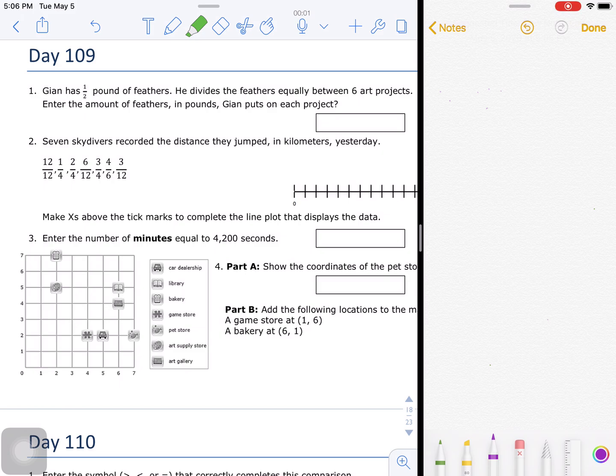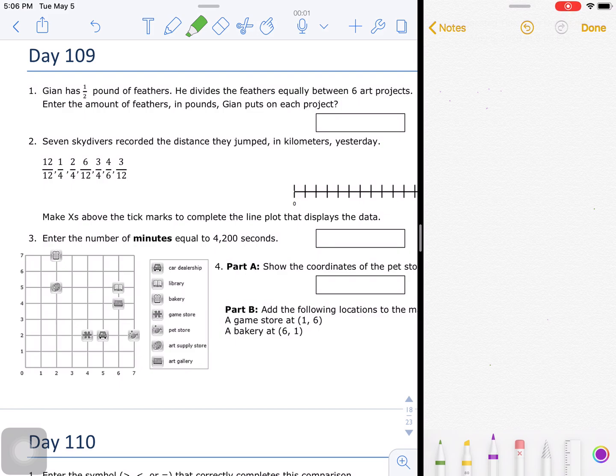Let's take a look at problem number 1. Jean has a half pound of feathers. He divides the feathers equally between 6 art projects. Enter the amount of feathers in pounds Jean puts on each project.